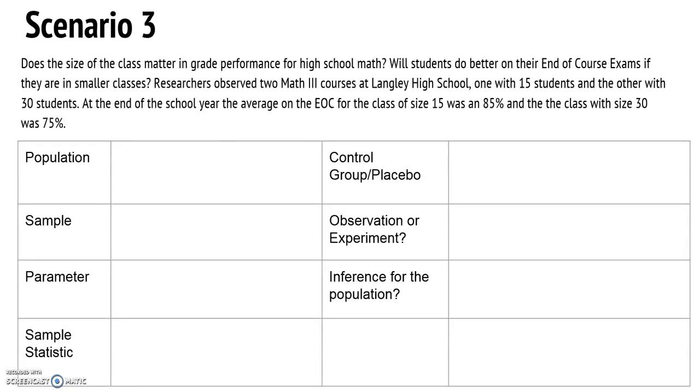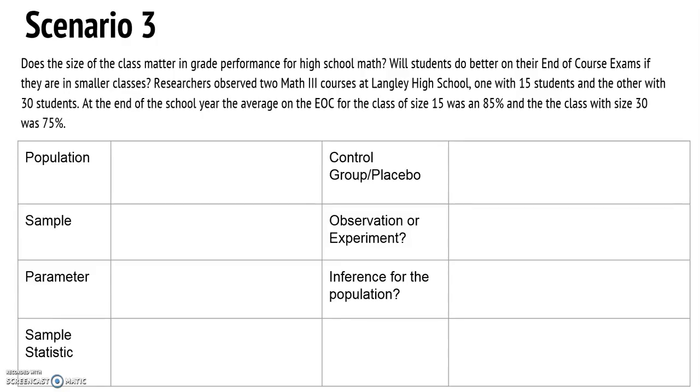All right, let's take a look at the last scenario. Does class size matter in grade performance for high school math? Well, students do better on their end of course exams if they're in smaller classes. Researchers observed 2 Math 3 courses at Langley High School. One had 15 students and the other had 30 students. At the end of the school year, the average on the end of course for the class of size 15 was 85% and the class with size 30 was 75%.